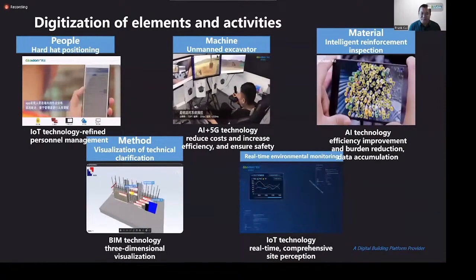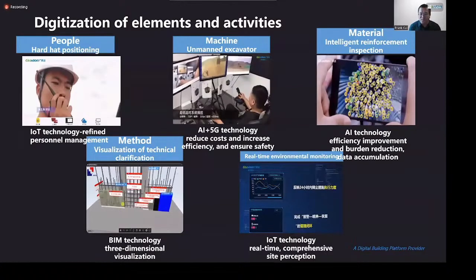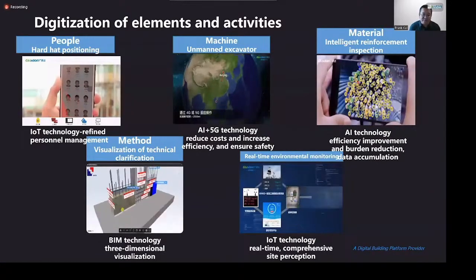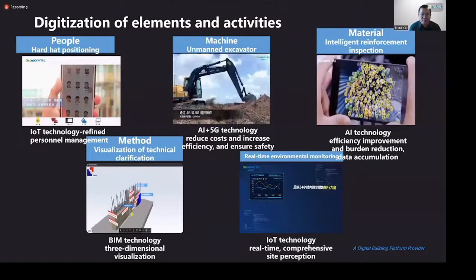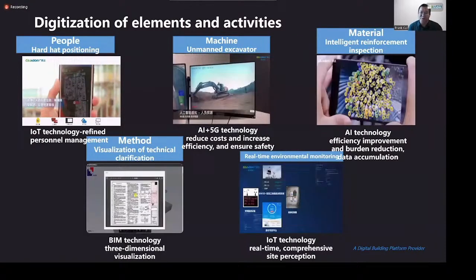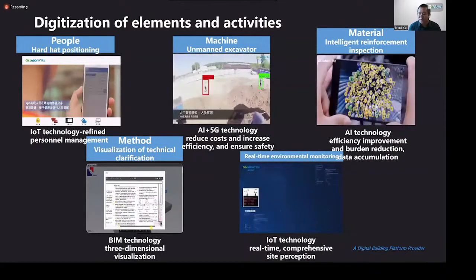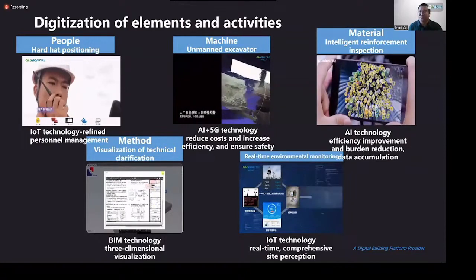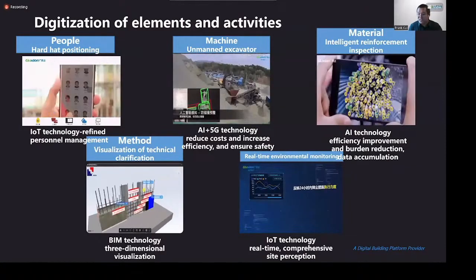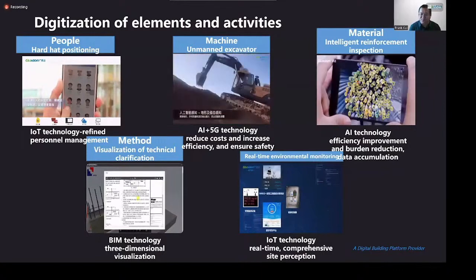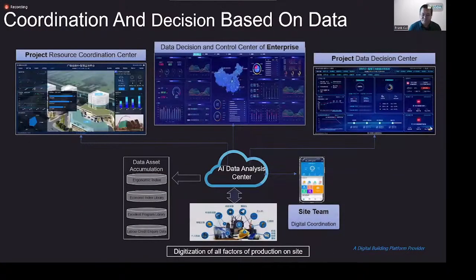And the digitalization is not only for the project modeling, but also for all the elements and activities at the project site, like the people, the machine, the material, the technology, the method, and the environmental monitoring. So all the relevant data should be picked up and submitted to the platform. Then after we accumulate enough data, we can have better project coordination and big data analysis, finally to support our top decision making.